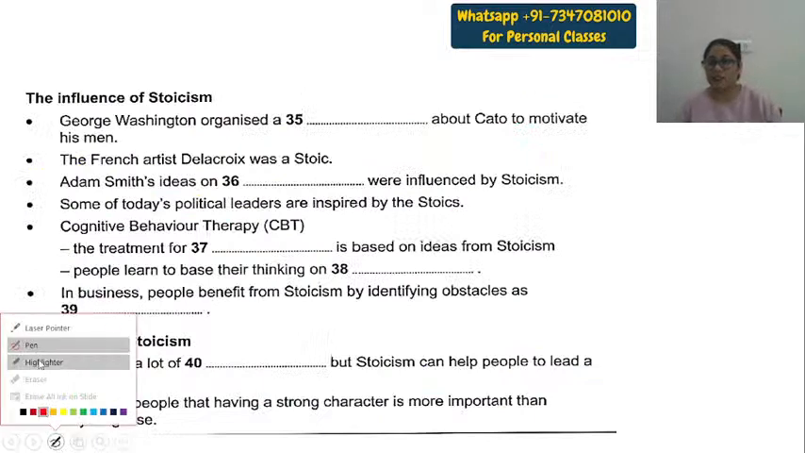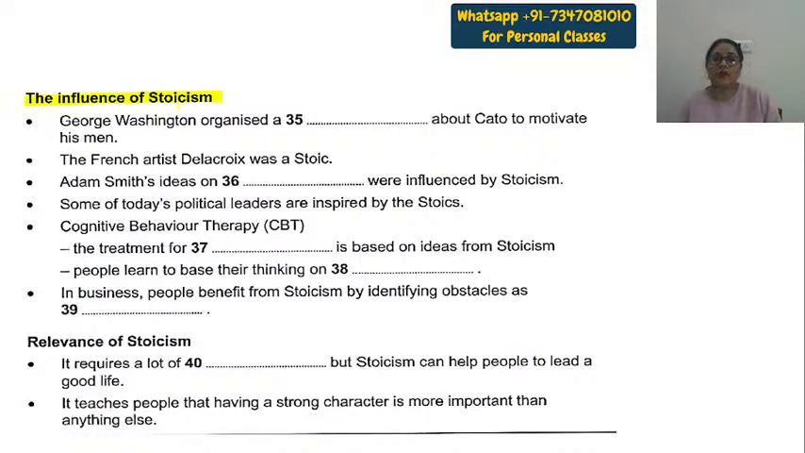Let's highlight the keywords quickly. The influence of Stoicism. George Washington organized. When he talks about George Washington, you need to be very attentive. He organized the dash. What did he organize? About Cato to motivate his men. The French artist Delacroix was a Stoic. Adam Smith's ideas on dash. What were Adam Smith's ideas on? Which were influenced by Stoicism.